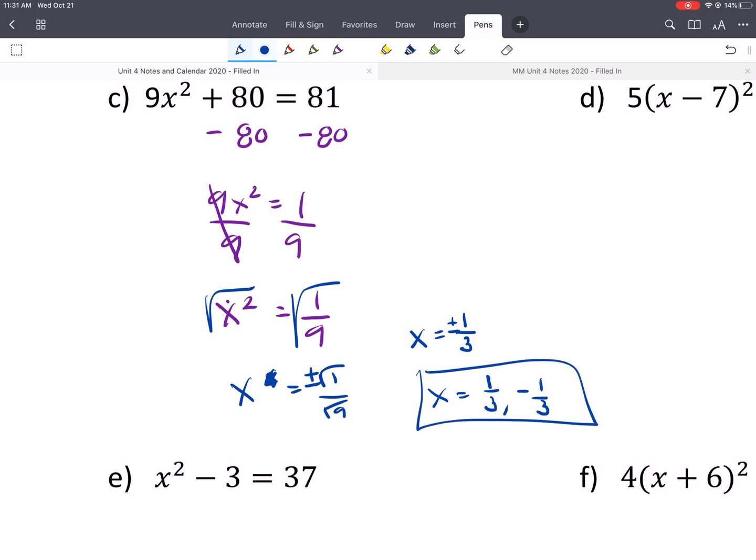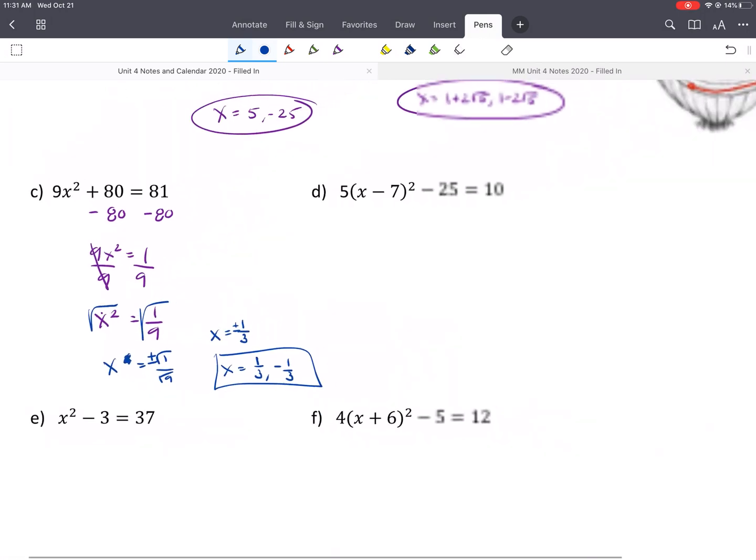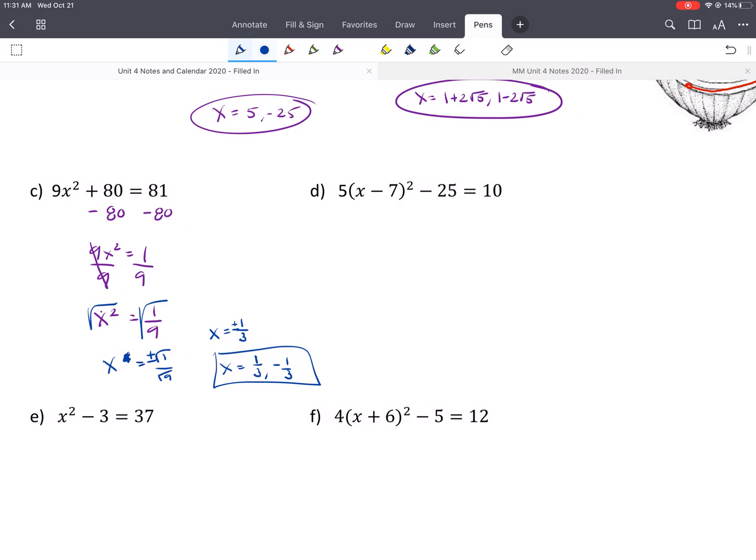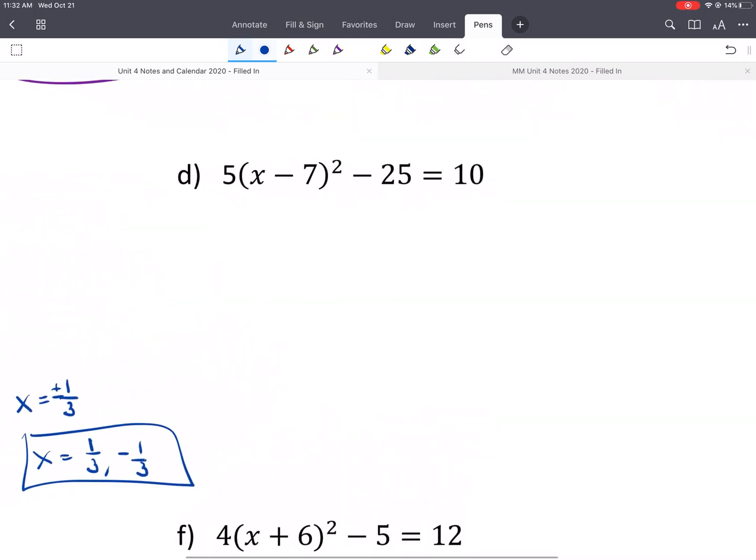I'll maybe have to have a note on that for people to watch. Okay. I think there's a couple of those on your homework. All right. Here's another example.